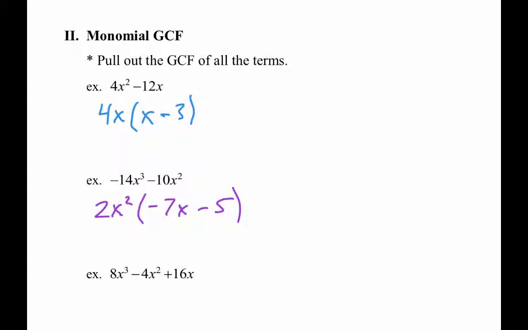Now I hesitate to mess with your head too much at the beginning, but if you notice, I still have these negative signs inside. There are more negatives there than positives. There are 2 negatives and no positives.